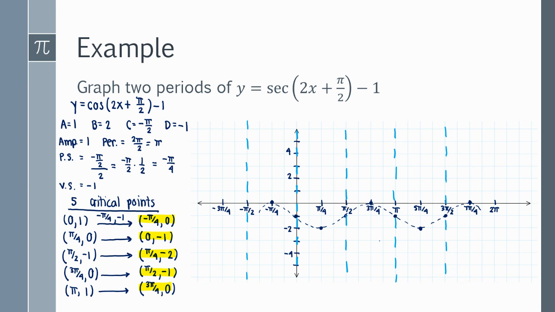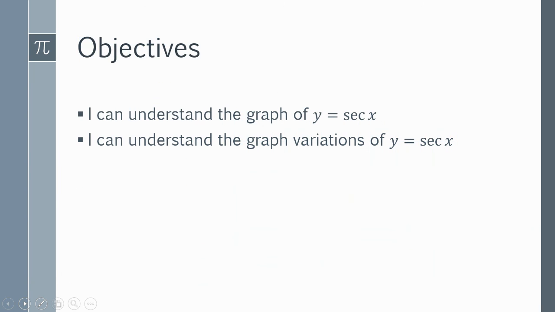So notice that negative pi over 4 is the point that's at its highest, so parabola going up. Pi over 4 is the point at its lowest, so going down. 3 pi over 4 is the point at its highest. 5 pi over 4 is the point at its lowest. So there are 2 periods because I have 2 facing up and 2 facing down. And that is my graph. Okay, so that's us understanding and doing different types of variations of the secant graph.